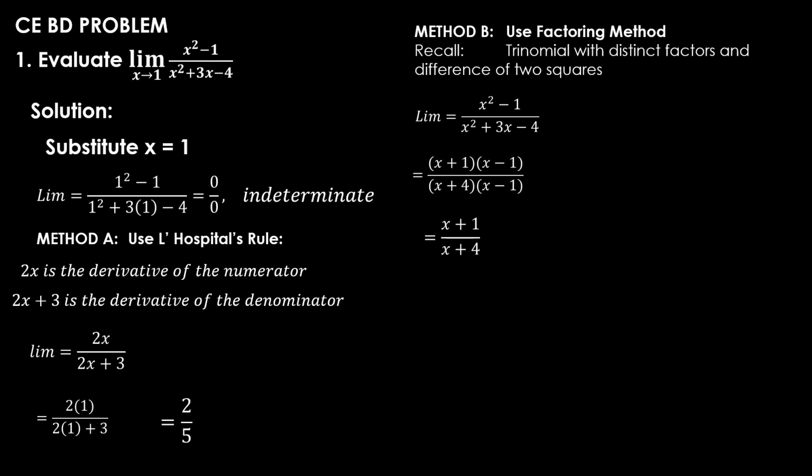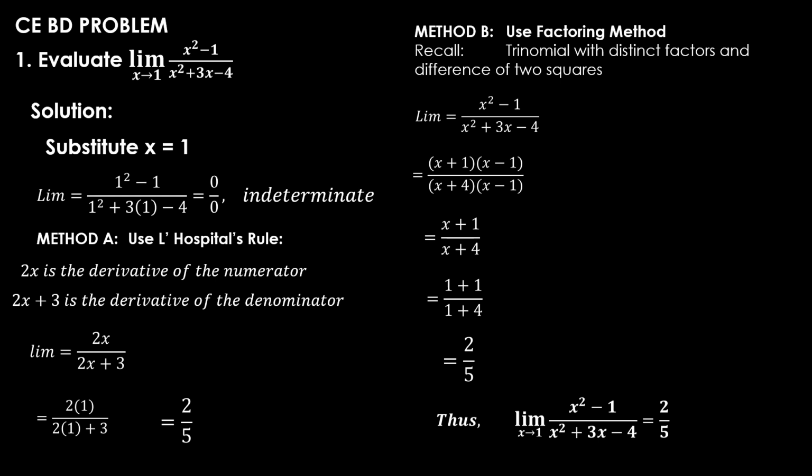Now we have x plus 1 over x plus 4. Coming up next is the direct substitution, since we have a value of x which is equal to 1. Now we have 1 plus 1 over 1 plus 4. After simplifying, we have 2 over 5. Finally, our final answer to this given C-board problem, evaluate the limit of x squared minus 1 all over x squared plus 3x minus 4, wherein x approaches 1, is 2 over 5.